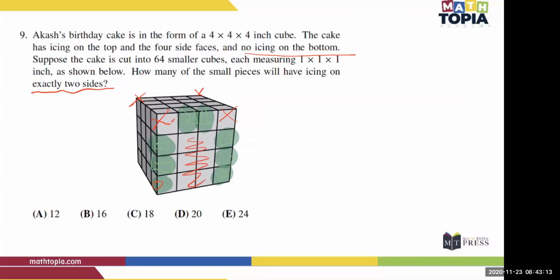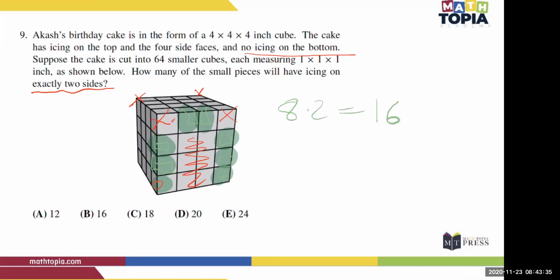So on one face of the cube, we have 2 plus 3 plus 3, 8 pieces that have icing on exactly 2 sides. Now the same applies to the back face, the face we can't see in this picture. It'll be exactly the same idea, so it'll also have 8. So we multiply 8 by 2. 8 times 2 is 16.